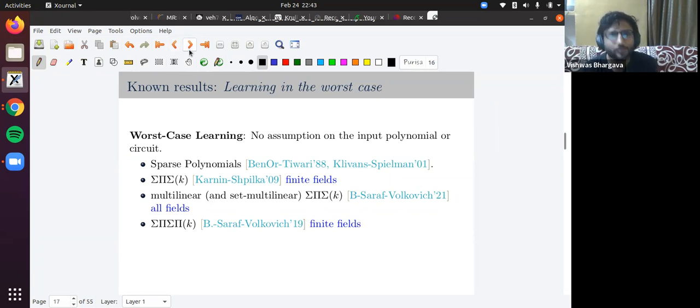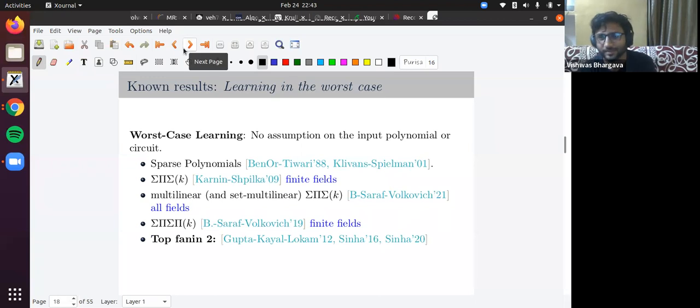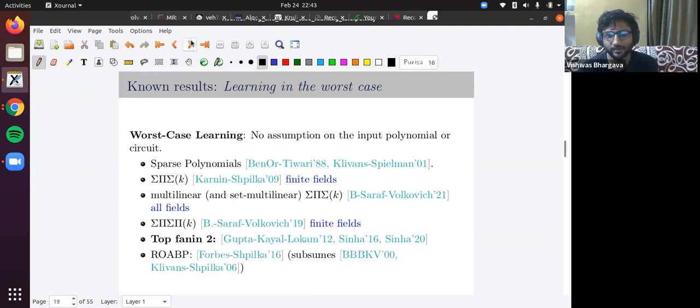There are some results which are known for top fan-in 2 circuits. You can think of it as the first non-trivial case that you encounter in learning. And then there's this class of ROABPs, which has very nice structure, so we can learn it quite well.